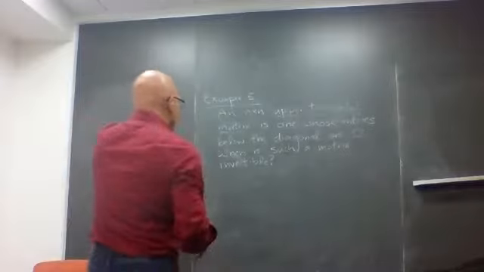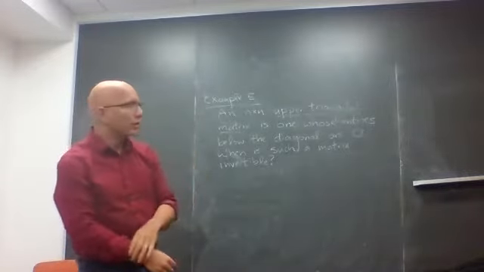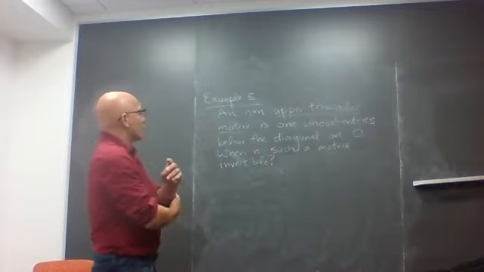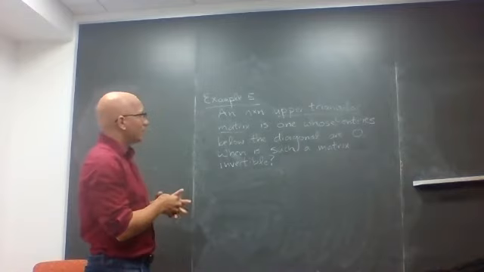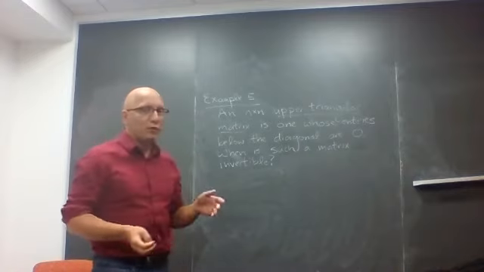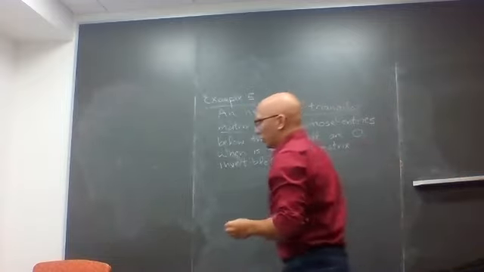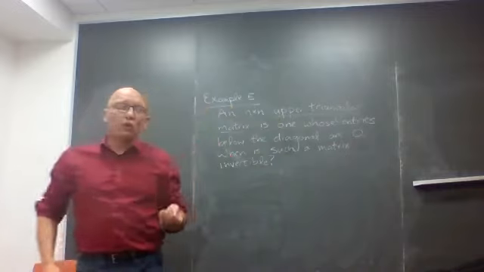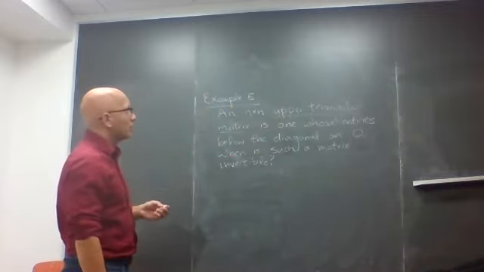So this is section 2.3, example 5 from your notes. The question says, an n by n upper triangular matrix is one whose entries below the diagonal are 0. So when is such a matrix invertible? To address such a question, I think the main goal here is just to try to build intuition about what it means to be upper triangular.